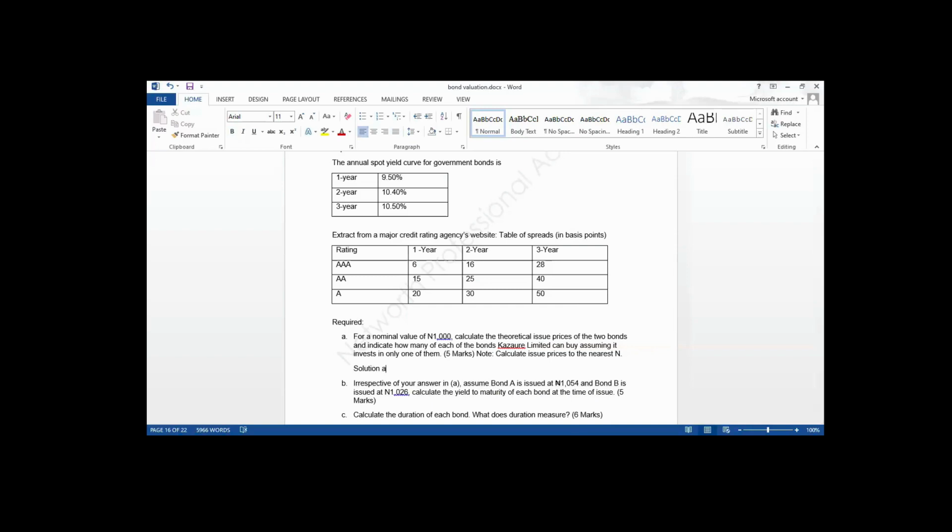The first question is, what type of bond are you required to value? A redeemable bond, a convertible bond, or what? Which one? Please, you can unmute or you can respond via chat.